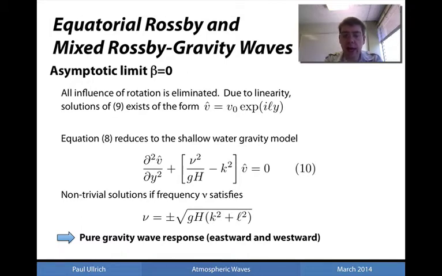This is actually a pure gravity wave response. That is, all waves propagate at a phase speed of the square root of GH, where the square root of GH is constant, and it corresponds to gravity waves along the ocean surface. So this includes both eastward and westward propagation of waves.